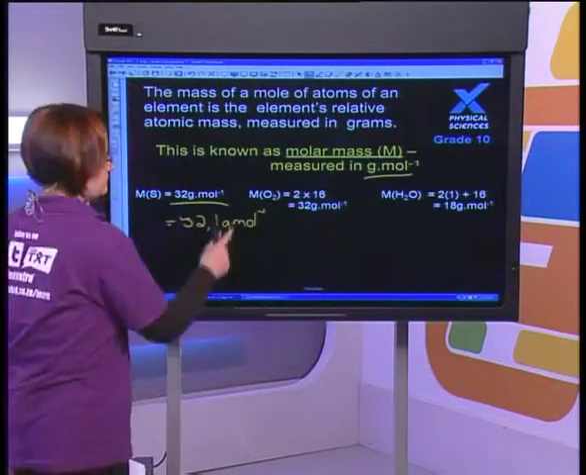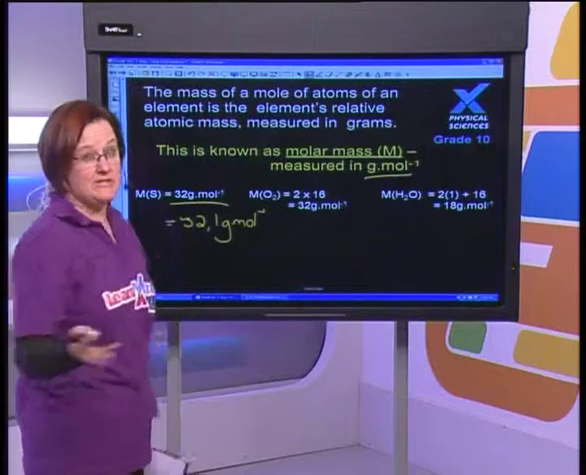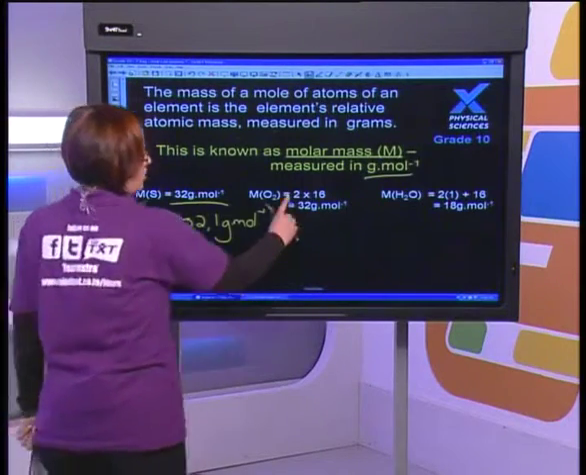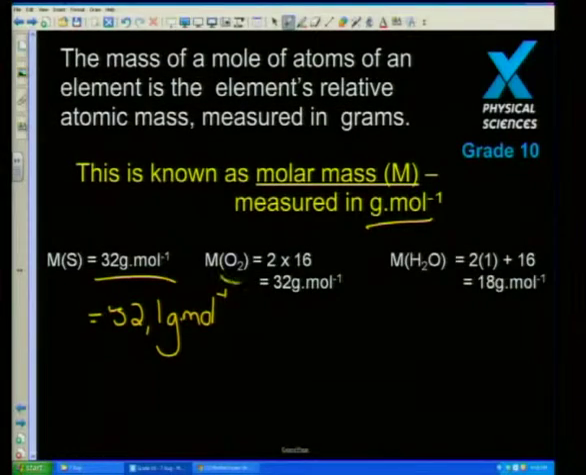Okay, oxygen, molar mass is actually 16 on the new periodic table as well. So I say 2 times 16 because there's 2 oxygen atoms in an oxygen molecule. So that's nice and simple.